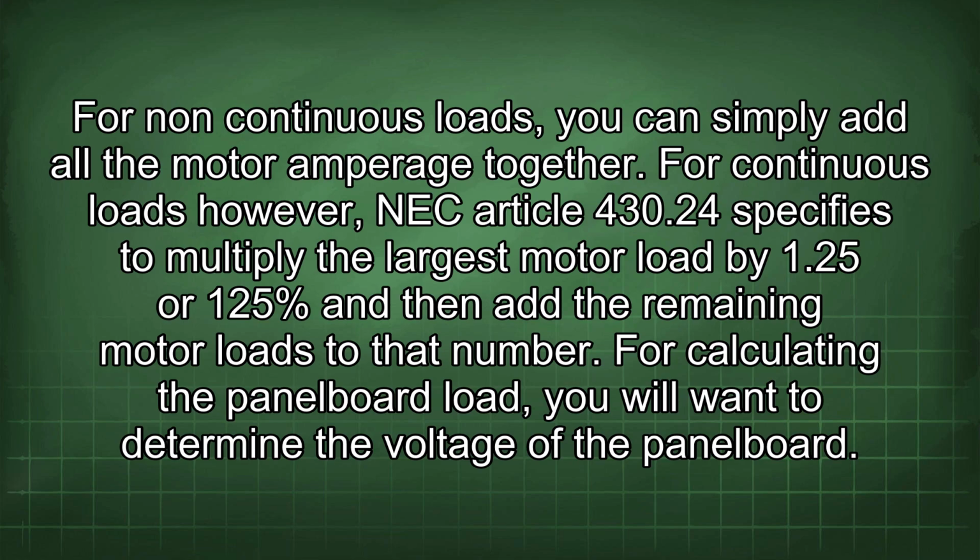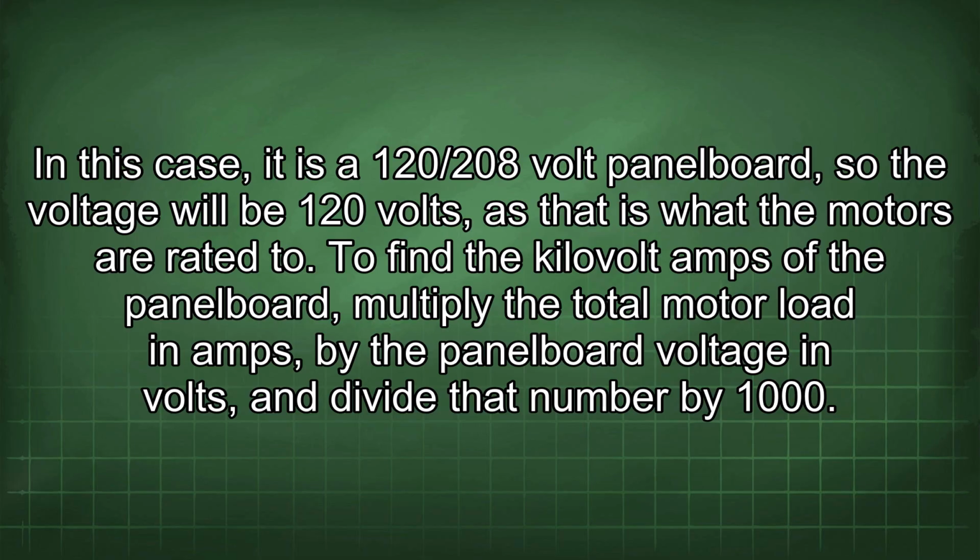For calculating the panel board load, you will want to determine the voltage of the panel board. In this case, it is a 120/208 volt panel board, so the voltage will be 120 volts, as this is what the motors are rated to. To find the kilovolt amps of the panel board, multiply the total motor load in amps by the panel board voltage in volts, and divide that number by 1000.